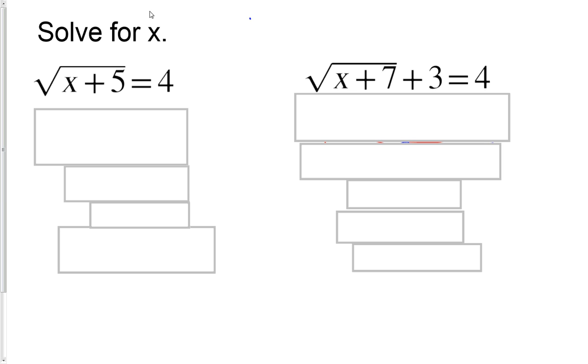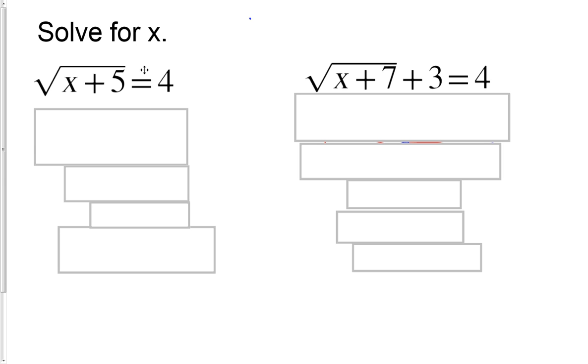For example, solving for x, we've got the square root of x plus 5 is 4. A way to think about this, besides squaring, is: the square root of what number is 4? Well, the square root of 16 equals 4. So that means this x plus 5 has to equal 16. Mathematically, what does that look like? That looks like squaring both sides.